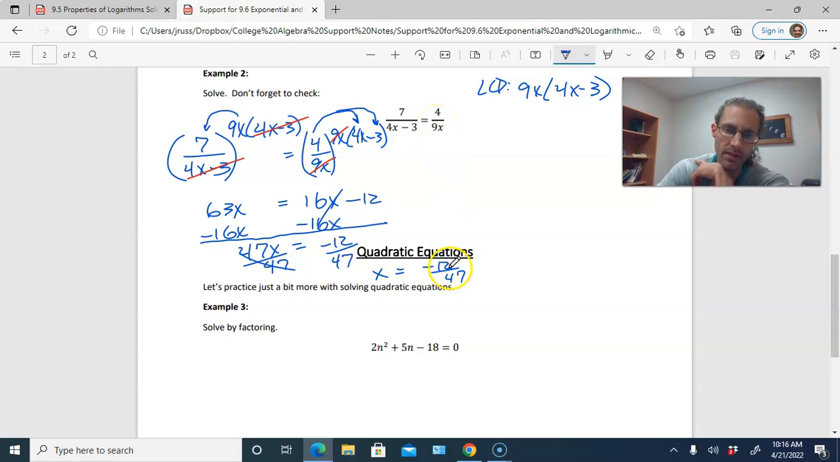And if I plug this negative 12/47 in for this x, multiply it by 4, and then subtract 3, I can kind of see in my mind, you may need to use a calculator to verify, but that denominator would not become 0 either. Okay, so therefore, we are good on this one. Negative 12/47 is the solution. So just be aware that technically you are supposed to check these solutions. I usually just sort of check them in my head.